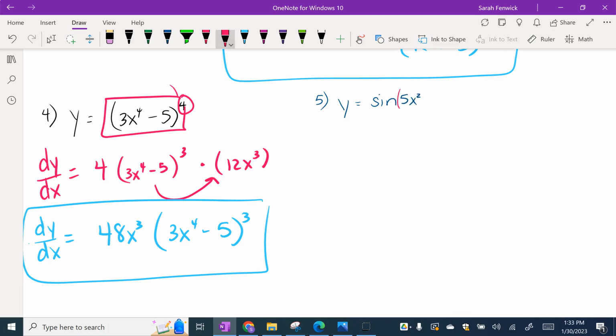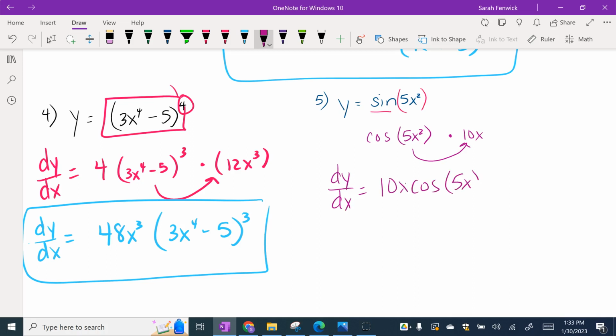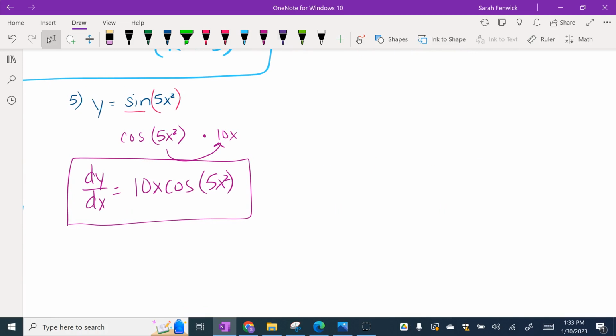In this case, the 5x squared is the angle. The square is only on the x. That's very important. So sine is the outside function. The derivative of sine is cosine. Keep the 5x squared. Then derivative of that is 10x. So dy dx equals 10x cosine 5x. Whoops, the square's in there. Okay? Now, I want to rewrite that problem.